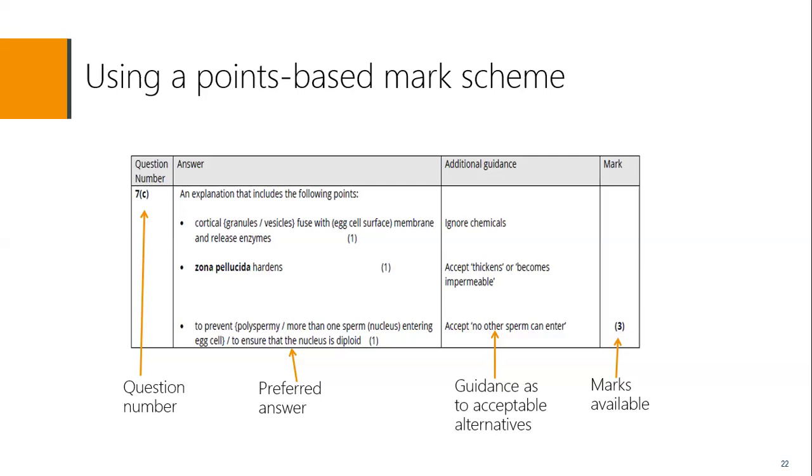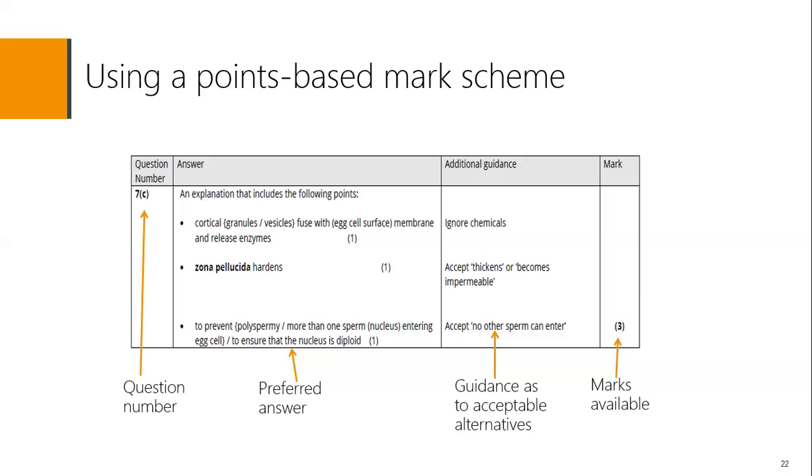These are self-explanatory, but the question was obviously based on fertilization and what happens, presumably, after the sperm cell reaches the egg. So the cortical granules fuse with the membrane and release enzymes. And when it says ignore chemicals, chemicals is not an alternative for enzyme. The word enzyme is required because that is a biological point.